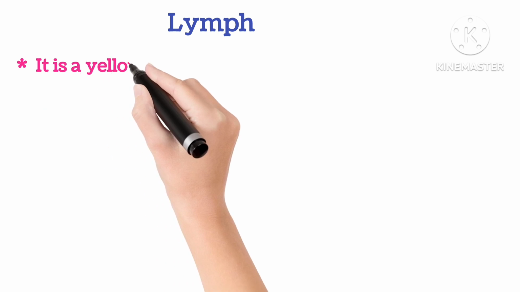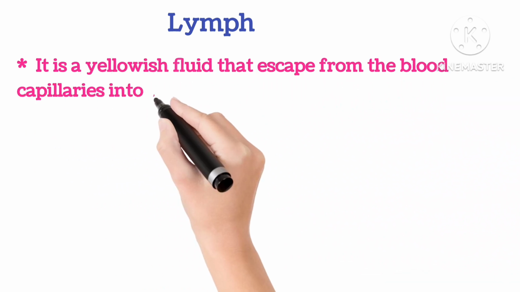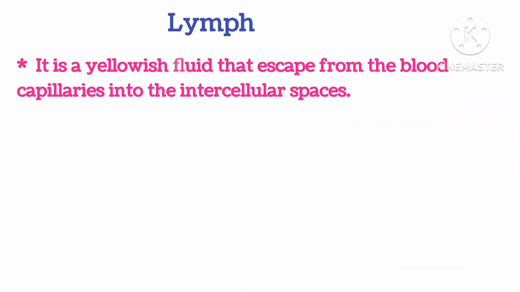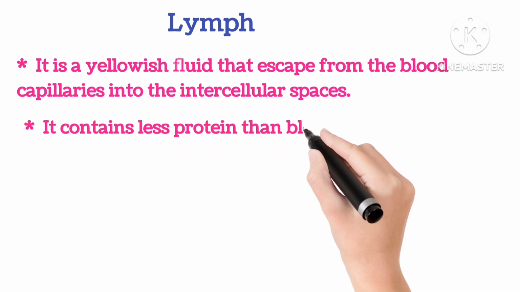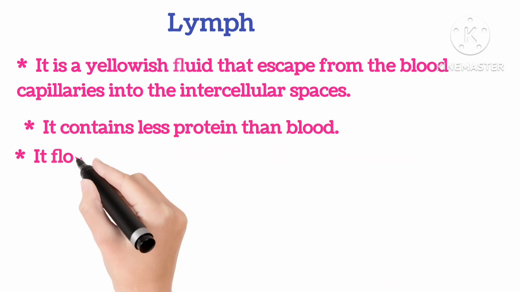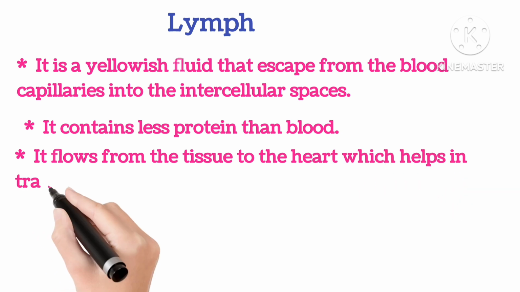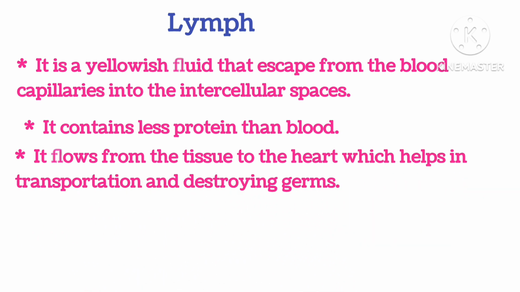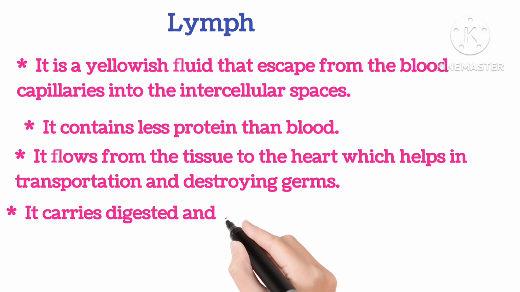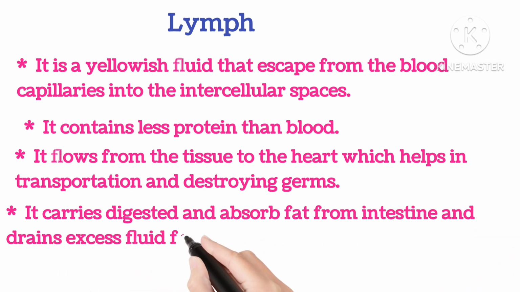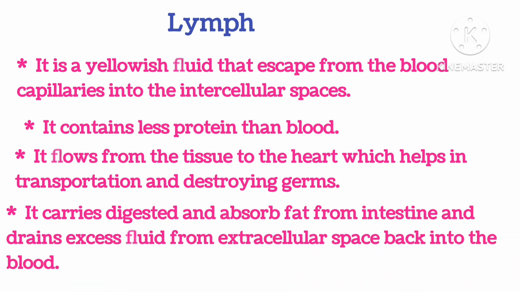Lymph. It is a yellowish fluid that escapes from the blood capillaries into the intercellular spaces. It contains less protein than blood. It flows from the tissue to the heart, which helps in transportation and destroying germs. It carries digested and absorbed fat from the intestine and drains excess fluid from extracellular spaces back into the blood.